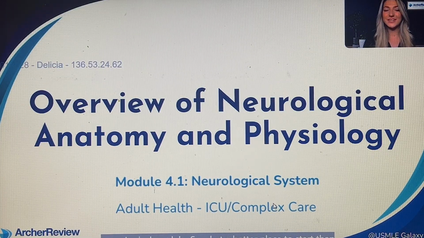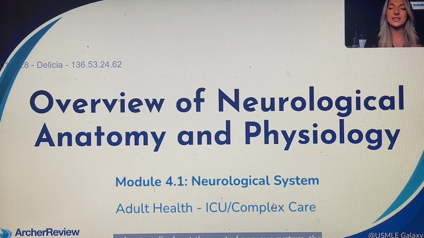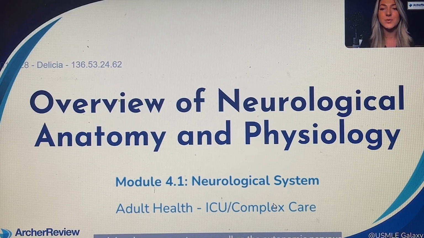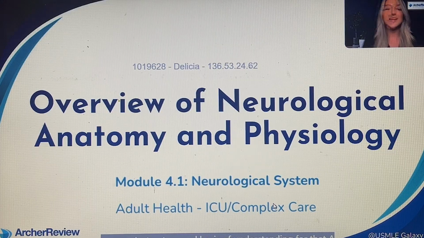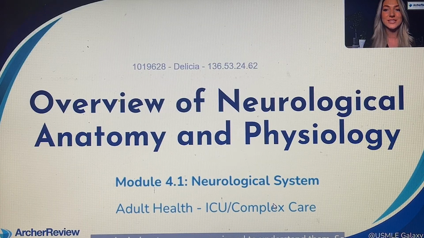Today we're kicking off the neurological module. So what a better place to start than going over neurological anatomy and physiology, where we're going to talk about the central nervous system, the peripheral nervous system, as well as the autonomic nervous system. Just get a good basis of understanding for that A and P so that when we get into the disorders of the neurological system, we are equipped to understand them.